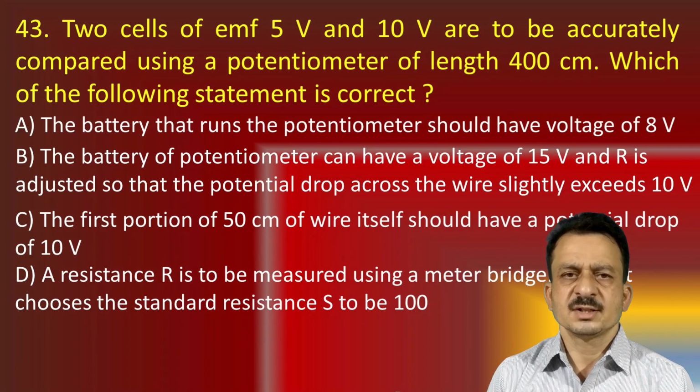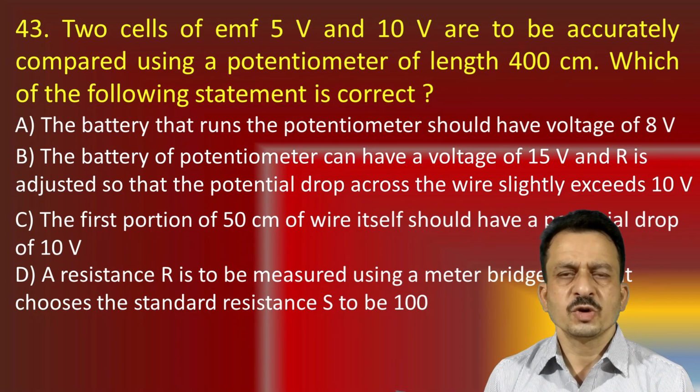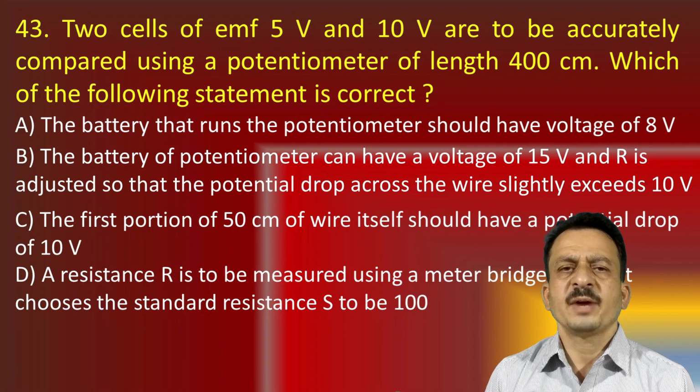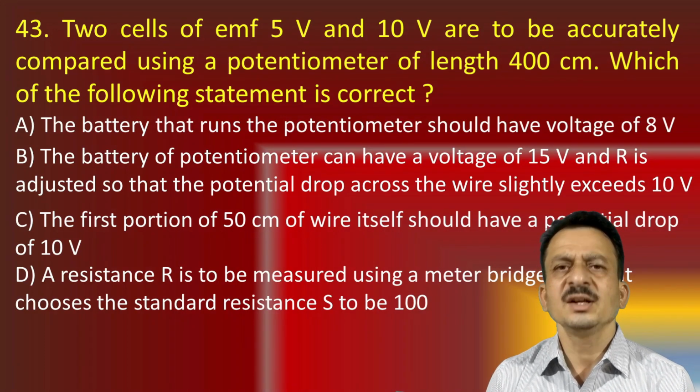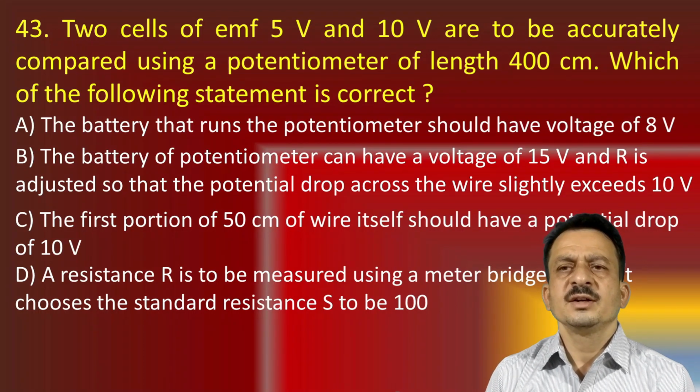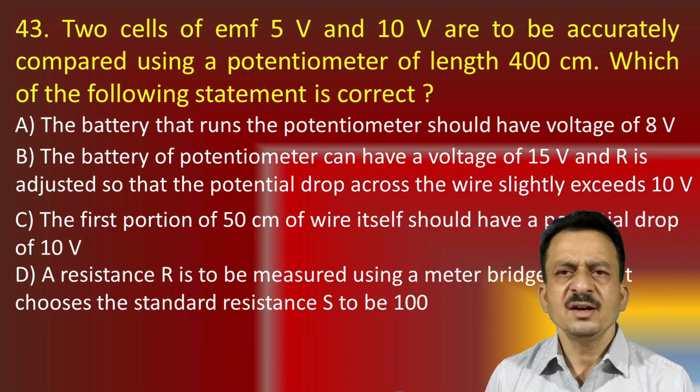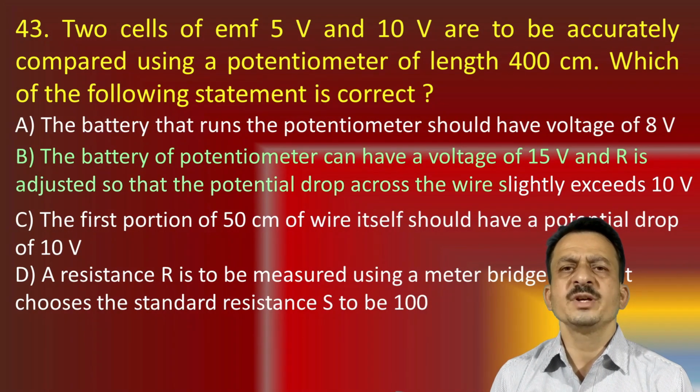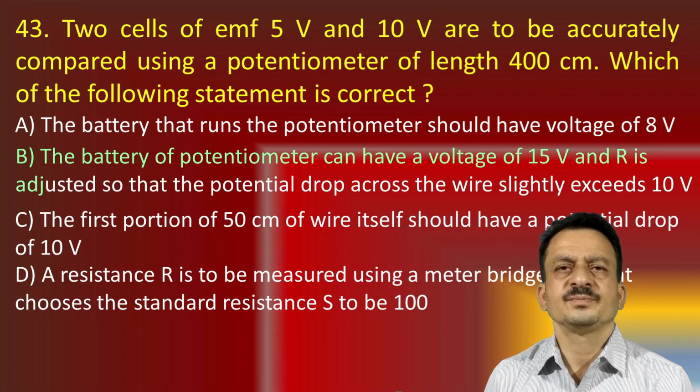Now carefully look at the answer. In the case of a meter bridge or the potentiometer, the source battery should have a higher voltage. Here the two cells are 5 and 10 volts, therefore the source battery should be greater than this. Obviously B is the right answer. The battery of the potentiometer can have a voltage of 15 volts and R is to be adjusted so that the potential drop across the wire slightly exceeds 10 volts. This is purely theoretical. So B is the right answer here.